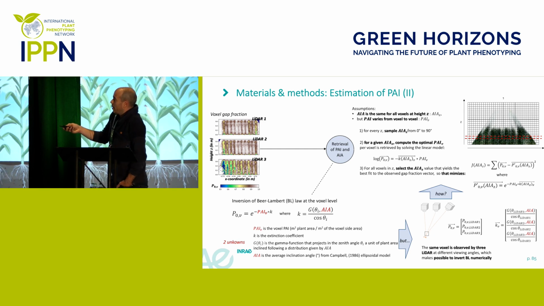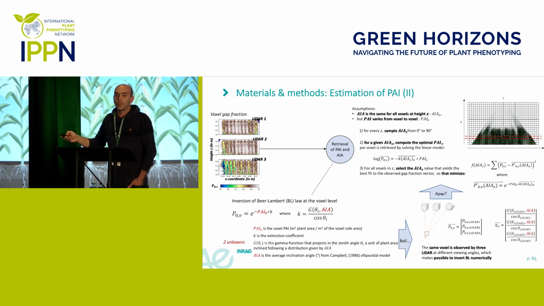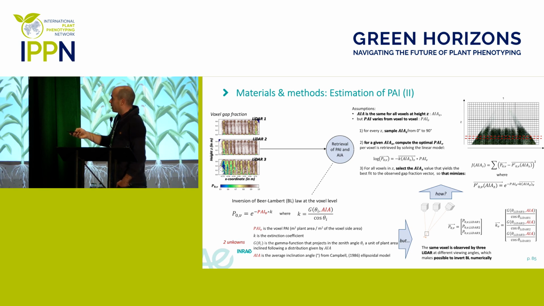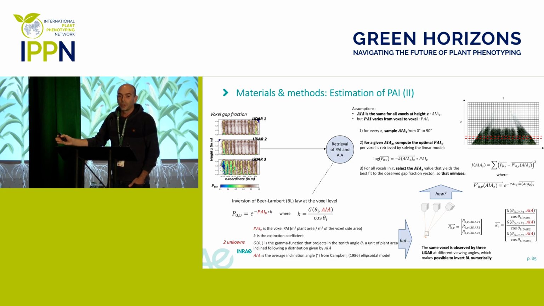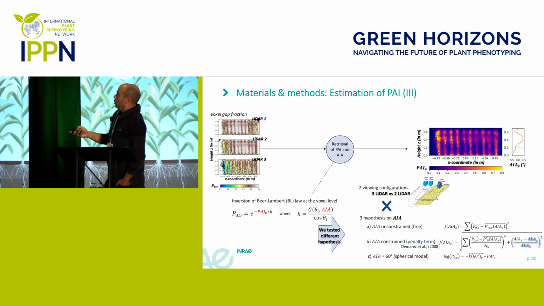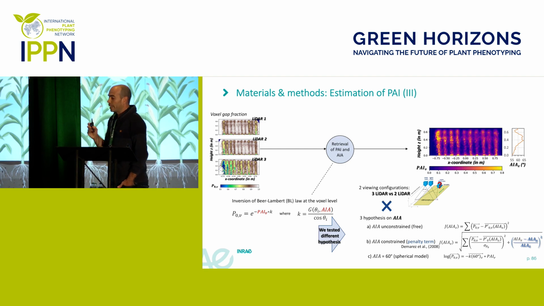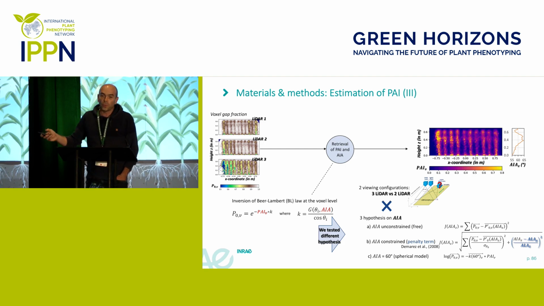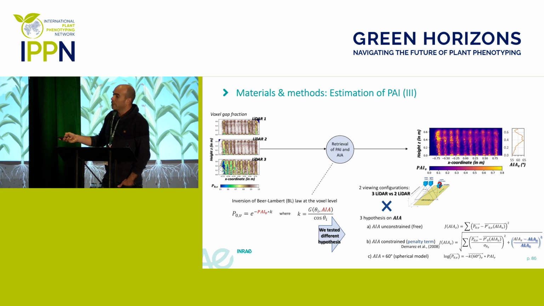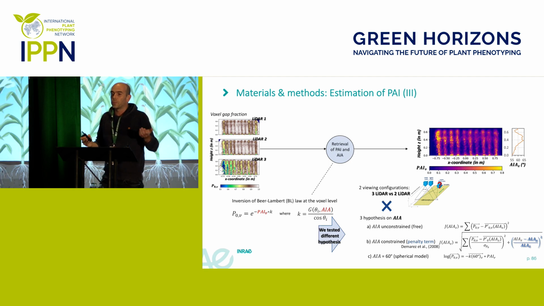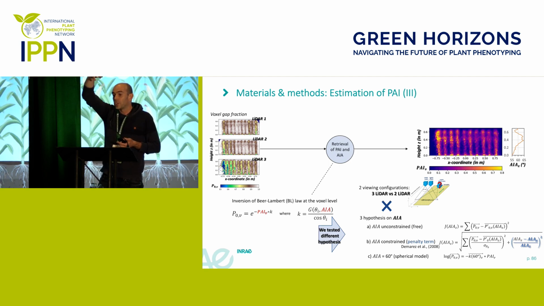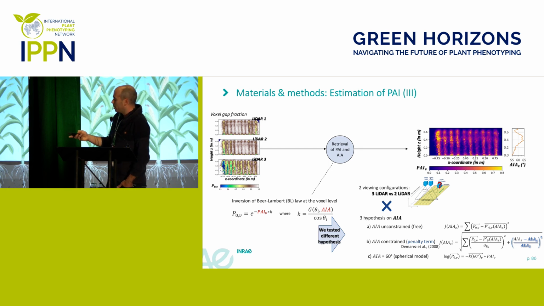And then from that inversion, what we get is a 3-dimensional map of the distribution of the plant area index. And of course, the vertical distribution of the leaf inclination angle. Based on this approach, we test different hypotheses. We want to know first if the third LiDAR at 45 degrees contributes, and to what extent, because most of the optical systems have essentially nadir looking sensors. We want to know what is the contribution of the third LiDAR.